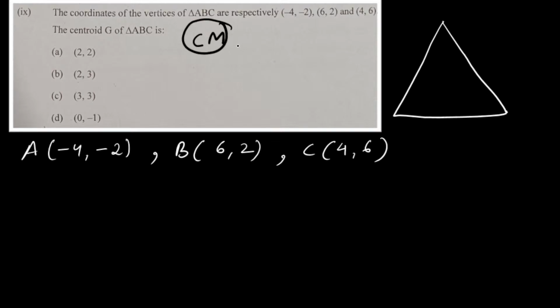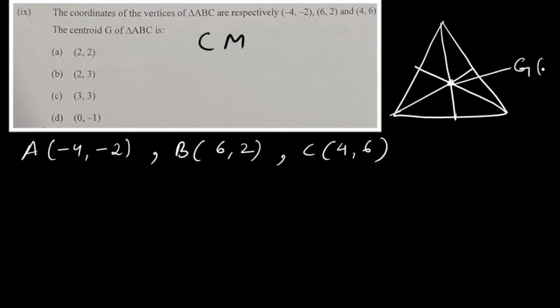What's the formula of centroid? So we have done the formula of centroid. So if this is a triangle, centroid is the point of intersection of all medians. So you can remember with the mnemonic CM, like chief minister. I am just giving you a mnemonic. So centroid is the point of intersection of all medians. So like this point is the centroid. So centroid's coordinates we will write as x, y.